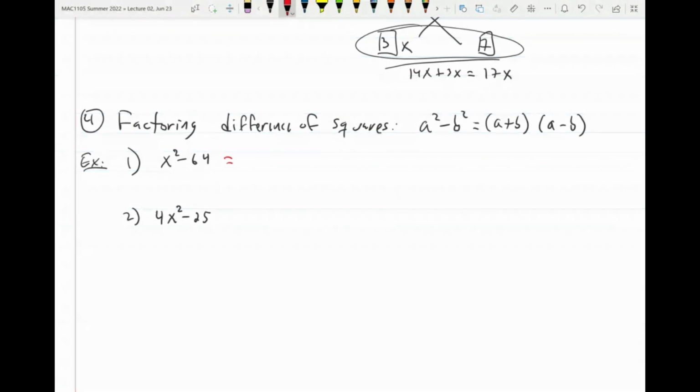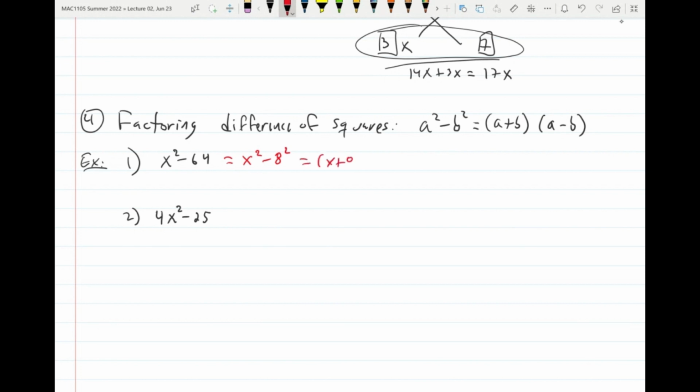X minus a. Very good. So in other words, you can think of this as x squared minus 8 squared, right? And then it's clear what's A and what's B. So this is x plus 8, x minus 8.